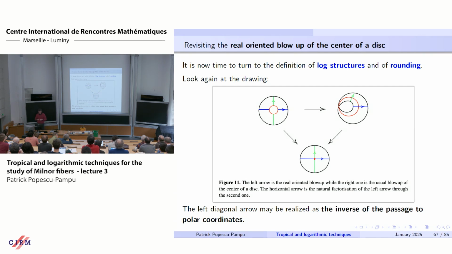So I am approaching the end, and for the end I want to lead you to the definition of log structures, to give you a gradient flow which arrives at the definition. And the easiest gradient flow I know for the moment starts from a reinterpretation of a real-oriented blow-up of the center of the disk using polar coordinates.